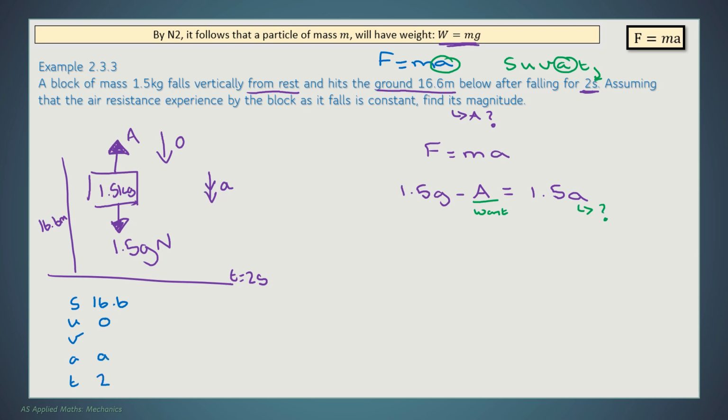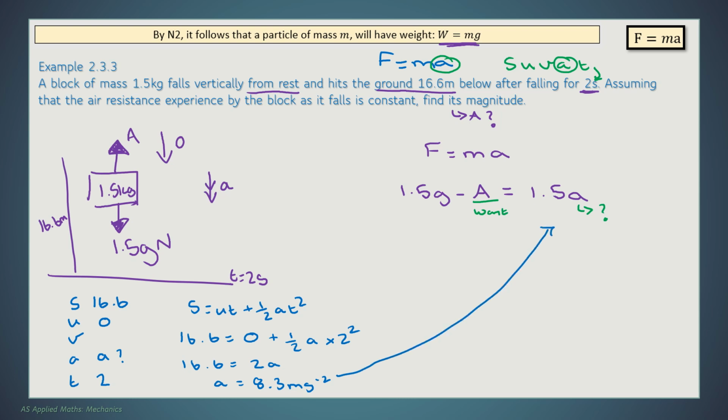Everything is going in a downwards direction, so I can keep all of those variables positive because they're all going in the same direction. So we're starting from rest. We don't know the acceleration, that's what I want to find, so I'm looking for that one. So we're using s equals ut plus a half at squared. Remember, these equations are given to you in the formula book. U is 0, it's always nice when U is 0. And then I've got 2 squared. So we've got 16.6 is equal to 2a. So a is 8.3. So that can go up there now.